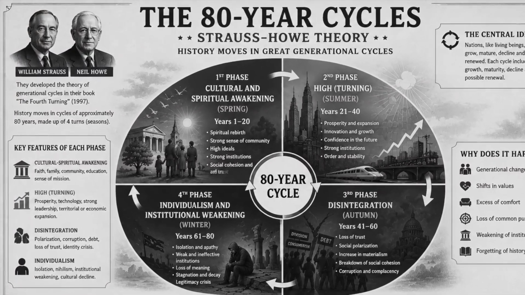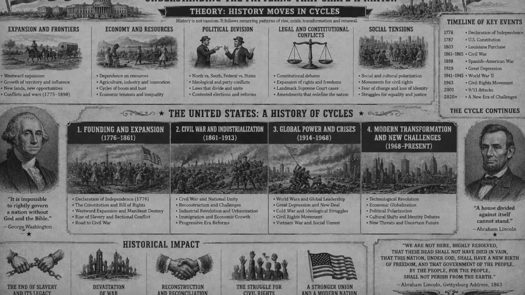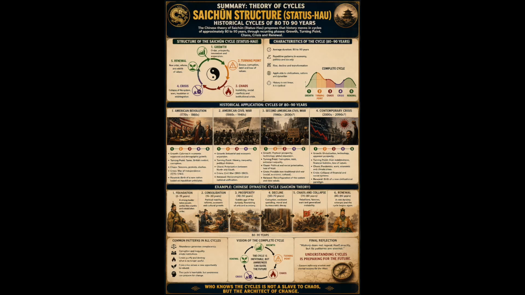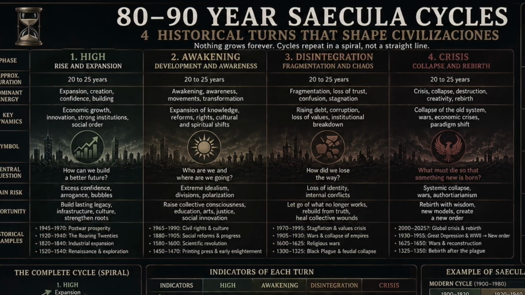2. Strauss-Howe, Generational Cycles, American and Western History. According to the Strauss-Howe generational theory, history unfolds in a roughly 80 to 90-year cycle called a saeculum, composed of 4 turnings that together make one complete cycle of society's moods and behaviors.